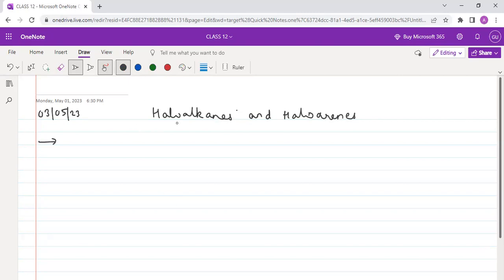So we have a hydrocarbon that is made up of carbon and hydrogen only. And if one or more of the hydrogens are replaced by halogen atoms, they are called haloalkanes. The general representation of a haloalkane is RX, and this X is a halogen, which are group 17 elements. It can be fluorine, chlorine, bromine, and iodine.